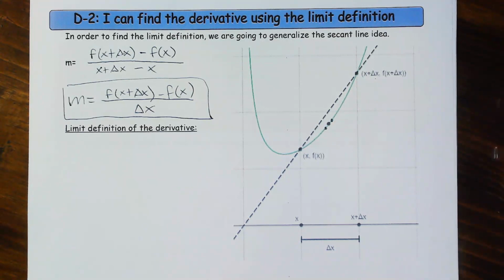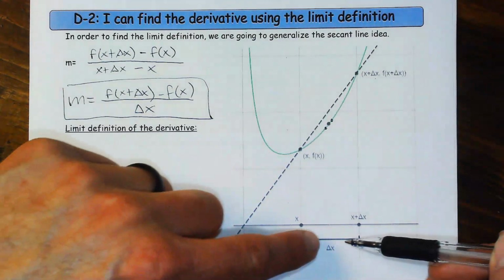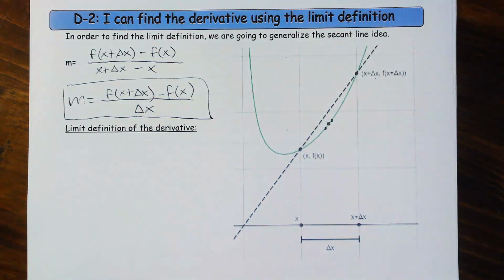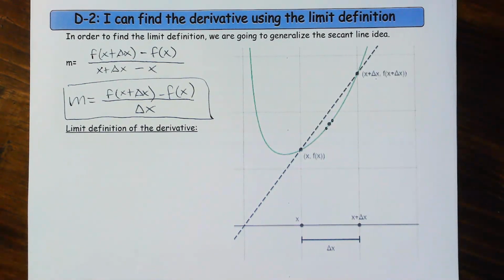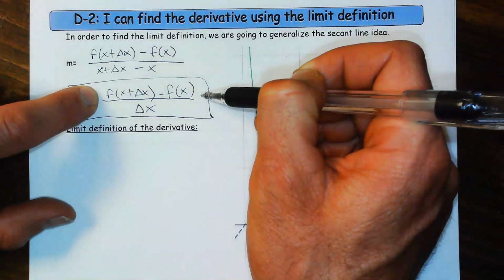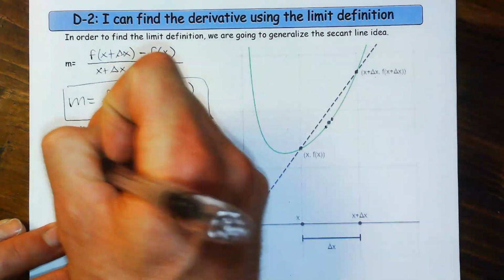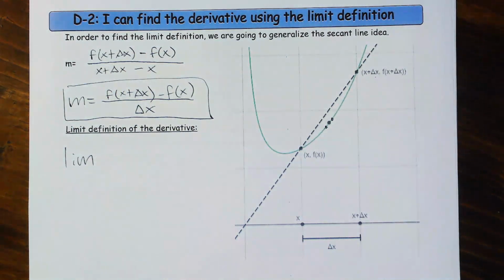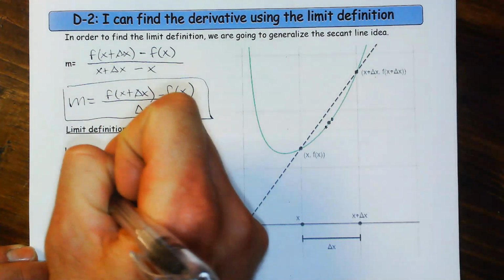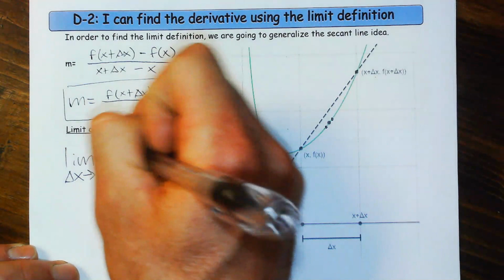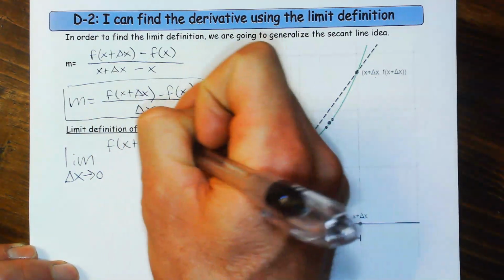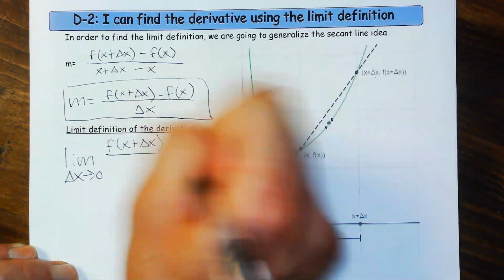Now, if I squeezed this guy down all the way as close to 0 as I could possibly get, that would allow me to get the exact slope of the tangent line. So this is where the limit definition comes in. We're going to use this slope of the tangent line formula, or slope of the secant line formula, and then we're going to take the limit as delta x approaches 0 of f of x plus delta x minus f of x divided by delta x.